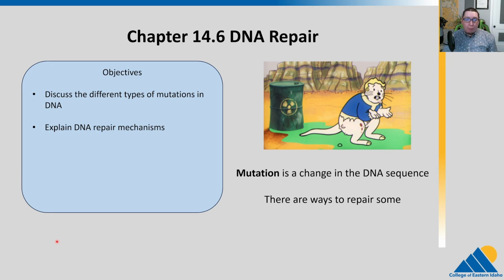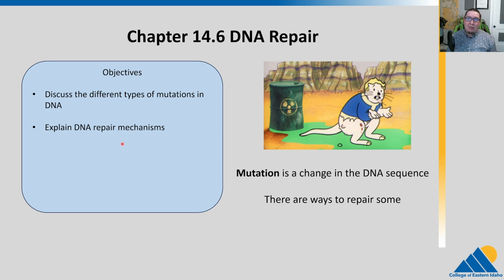All right, to finish up, we're going to talk about what happens when there's mutations. We're also going to talk about DNA repair because luckily there are ways to fix these issues. Sometimes, not always. So we're going to talk about the different types of mutations that can occur. We're going to focus on mutations in protein coding genes, and then we'll talk about some of the repair mechanisms and why they're so important.